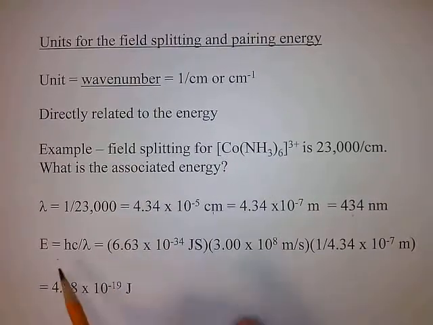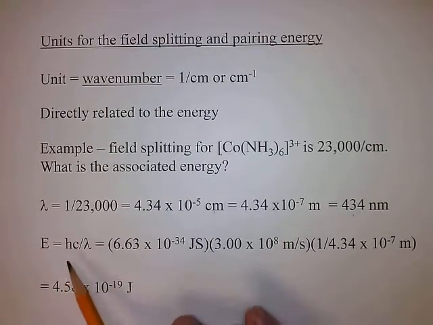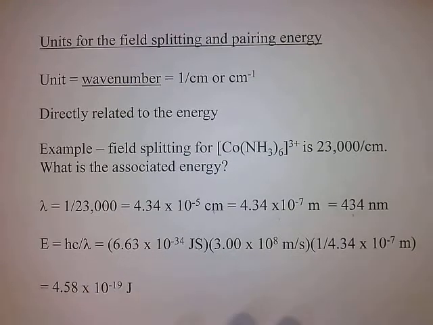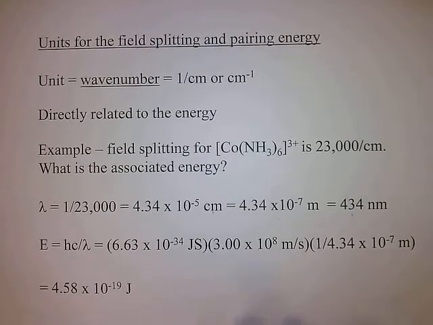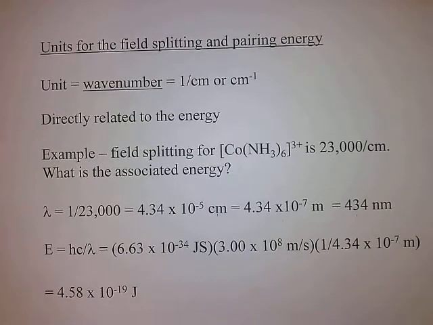So if we're going to calculate the corresponding energy, E is equal to hc over lambda, which is 6.63 times 10 to the minus 34 joule seconds, times 3 times 10 to the 8 meters per second, divided by 4.34 times 10 to the minus 7 meters, and meters will cancel, seconds will cancel. This gives us joules. That's 4.58 times 10 to the minus 19th joules.